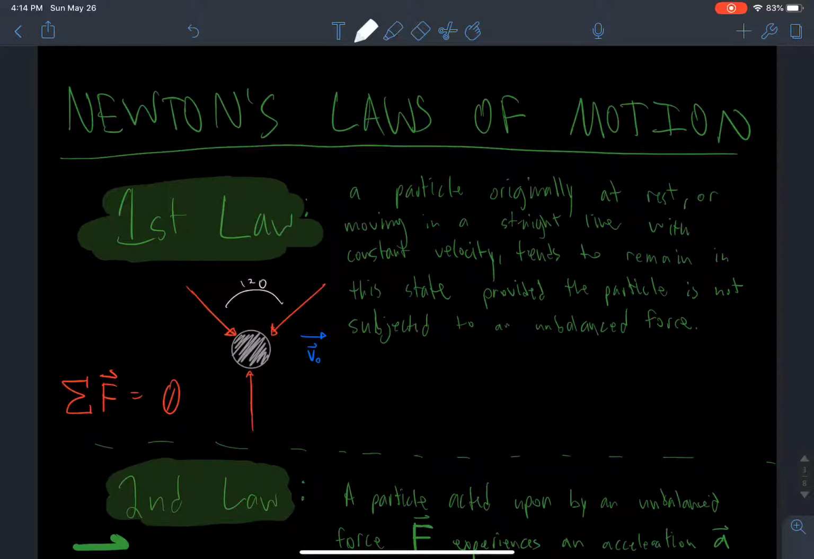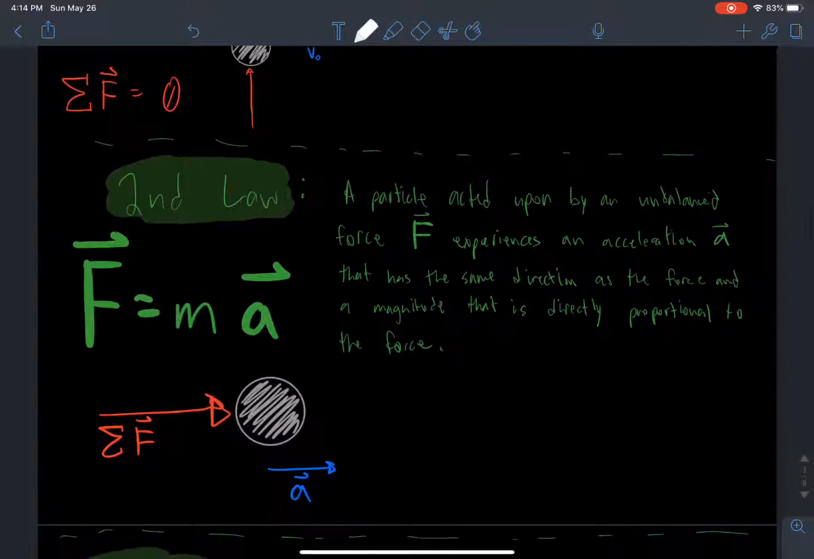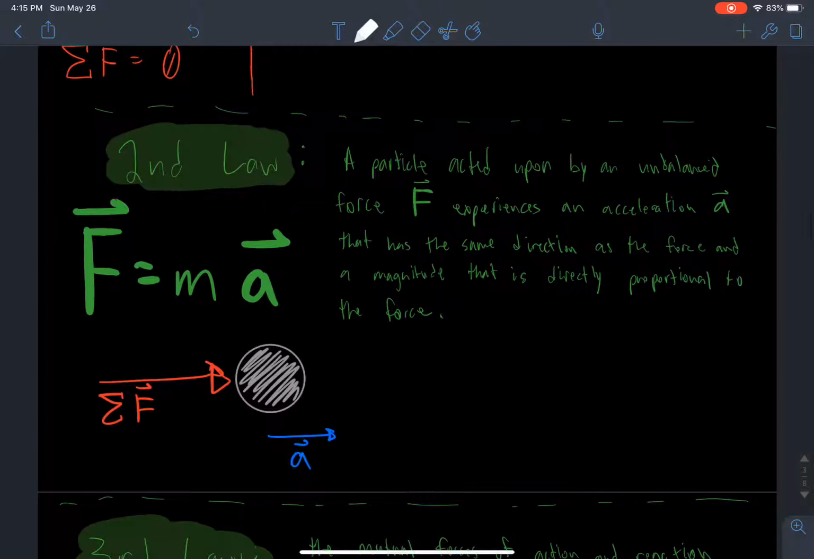And the second law, let me just erase that real quick. The second law is the big equation that you'll need to know. And it's a particle acted upon by an unbalanced force experiences an acceleration that has the same direction as the force, and the magnitude of that acceleration will be directly proportional to the force. And the way that it's going to be proportional is by its mass. So you just basically divide the force by its mass, by a particle or a system's mass, and you get the acceleration.